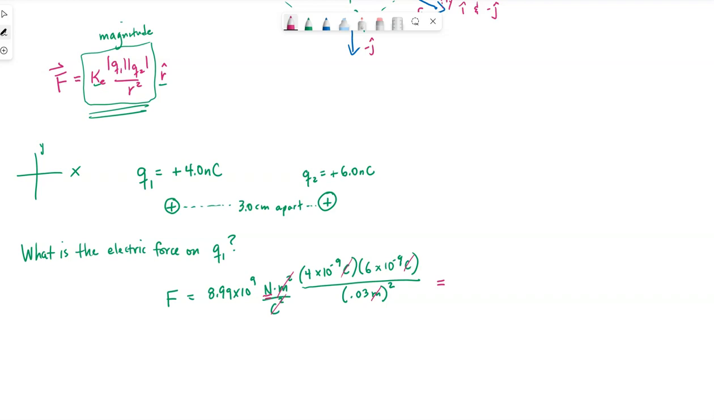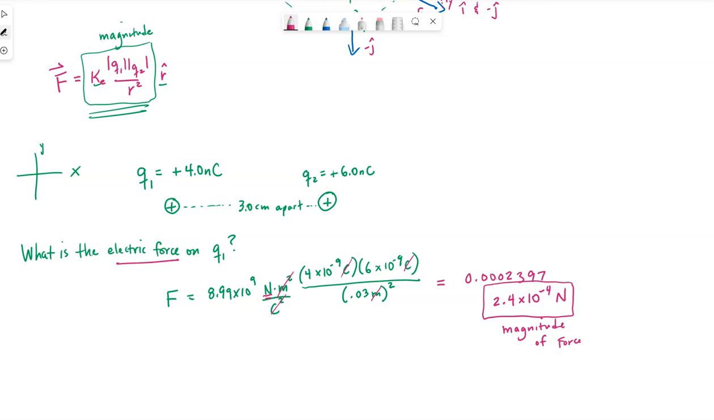plugging in my Q's. I'm getting 0.00097. I prefer to use scientific notation rather than write out a bunch of zeros. So this right here would represent simply the magnitude of the force that Q1 is experiencing because of Q2.